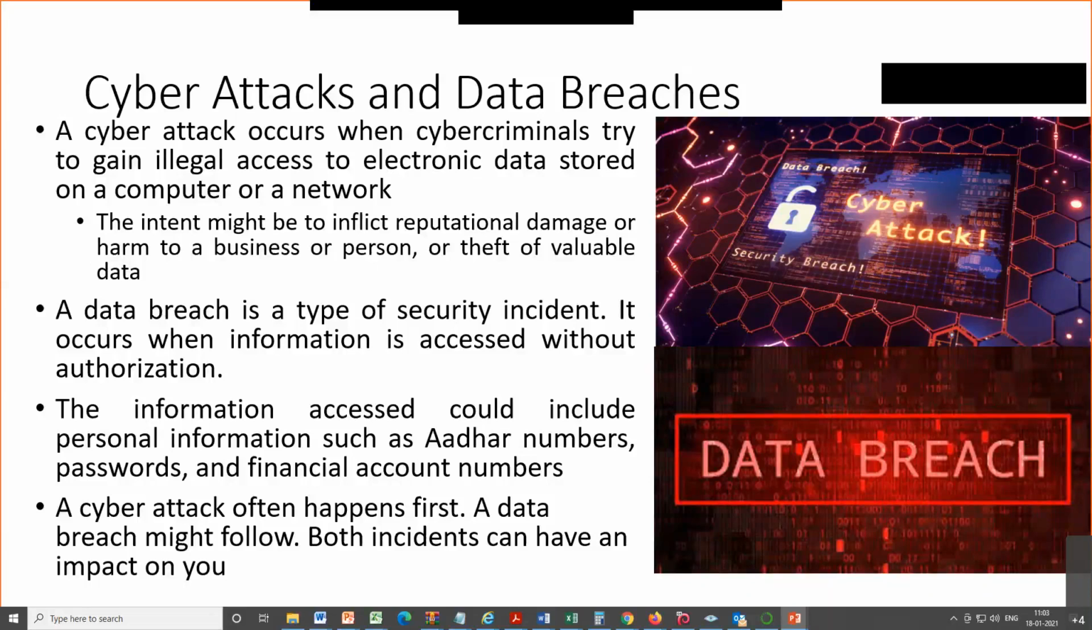So when somebody tries to attack a web server by using some vulnerability, some gap that exists in your website, it is called an attack. Once they get in and gain access, and then take your data, that is called a breach. That's why a cyber attack often happens first, and a data breach might follow. Both incidents can have an impact on you. Somebody attacking is also an impact, and after attacking, taking the data is also an impact. So we need to be very alert for such kinds of attacks.